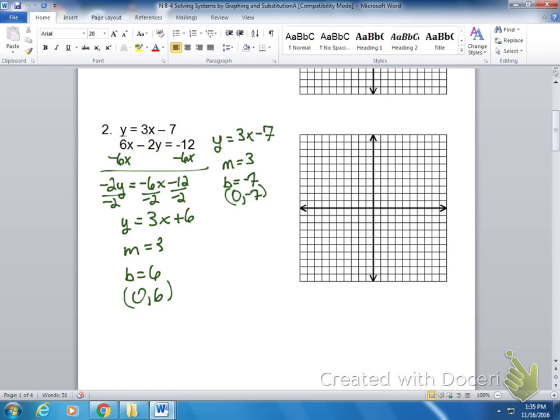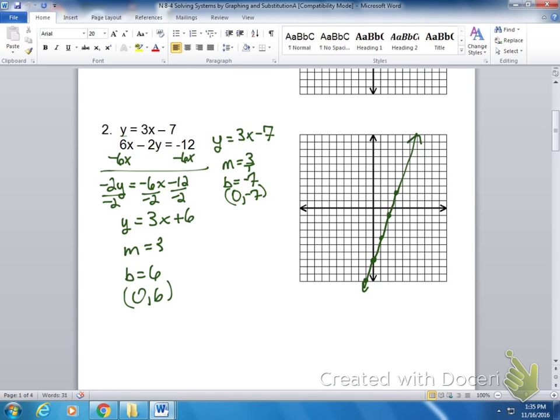So guys, I'm going to go ahead and start graphing that. (0, -7) is right here. I have a slope of 3, so I'm going to say it's 3 over 1. Up 3, right 1. Up 3, right 1. Or down 3, left 1. So there's my first line.